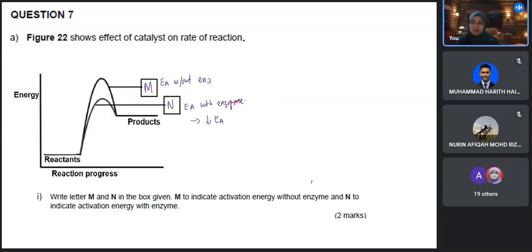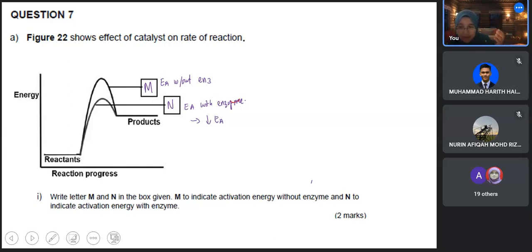Okay, so if we look at the question here, it says figure 22 shows effects of catalyst on rate of reaction. For this question you have to label in the box which is M, which is N. So M shows the rate of reaction without enzyme, right? So this one is M.